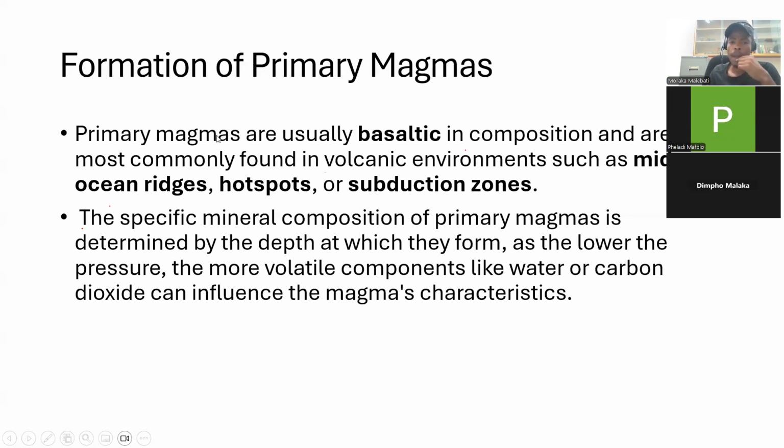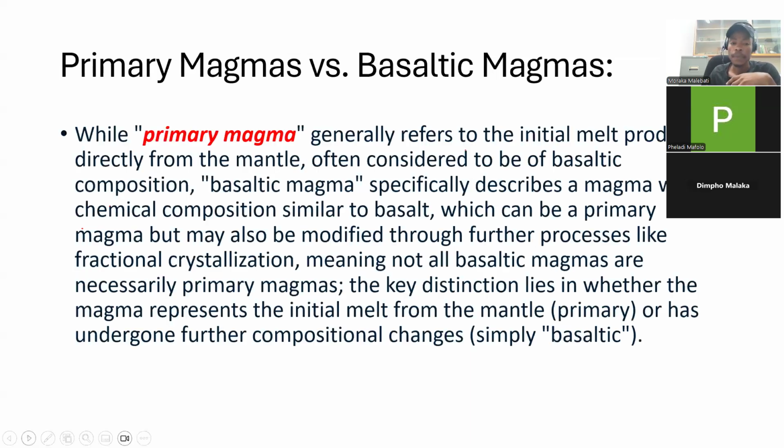Okay. Primary magmas are usually basaltic in composition and are mostly found in volcanic environments such as the mid-oceanic ridges, hotspots, and the subduction zones. The specific mineral composition of primary magmas is determined by the depth at which they form. As the pressure gets lower, volatile components like water or carbon dioxide can influence the magma's characteristics.